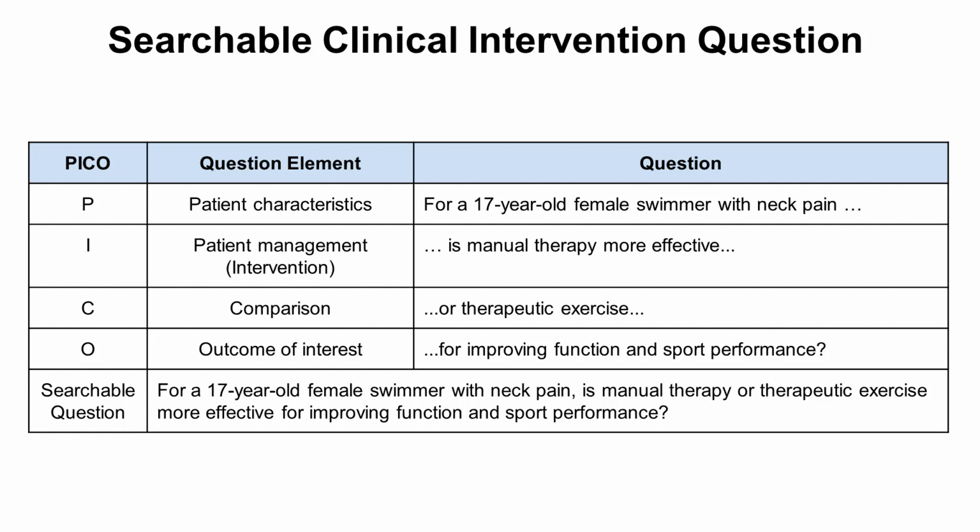So the first kind of clinical question would be an intervention question. And I've created this table here and filled it in with the PICO elements. So P, patient characteristics, the characteristics that you know of. This is a 17-year-old female swimmer with neck pain. The intervention is manual therapy, and you want to know by comparison, is manual therapy more effective than straight therapeutic exercise? And the outcome of interest is going to be improving function and sports performance. So really, once you have all of these elements together, you can create your searchable question. An example of this question would be shown at the bottom of the table. For a 17-year-old female swimmer with neck pain, is manual therapy or therapeutic exercise more effective for improving function and sport performance? And again, this is an example of an intervention kind of question.